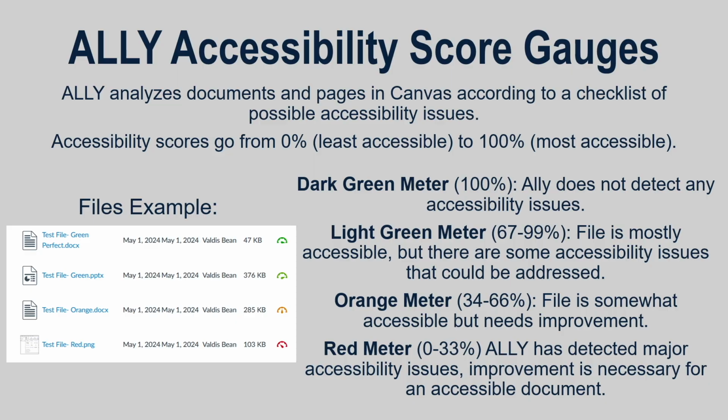The orange meter means that the document is 34 to 66% accessible, which means that the file is somewhat accessible, but needs improvement. And the red meter means that the document is 0 to 33% accessible. And that means that Ally has detected major accessibility issues and that improvement is necessary for an accessible document.